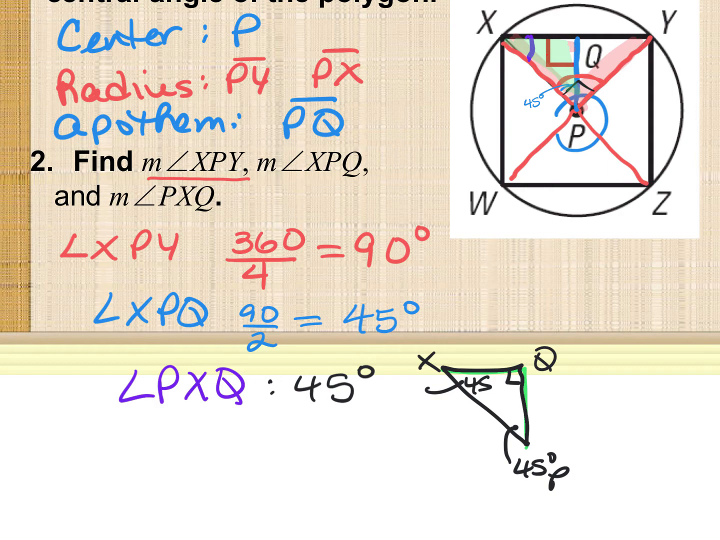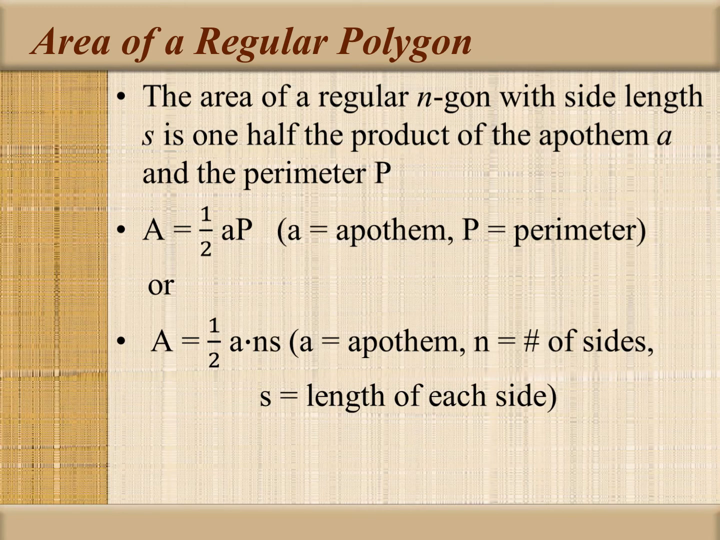So let's see what the formula is to find the area of any polygon. And that is going to be 1/2 the apothem times the perimeter.